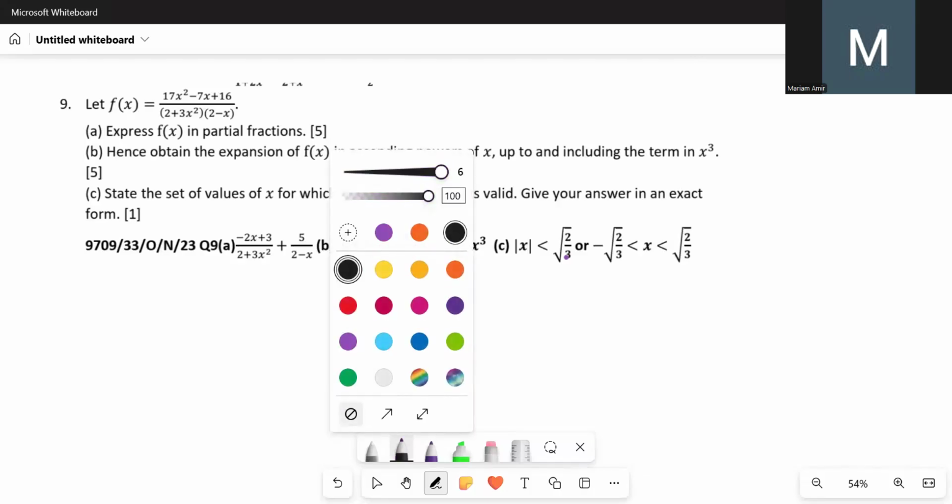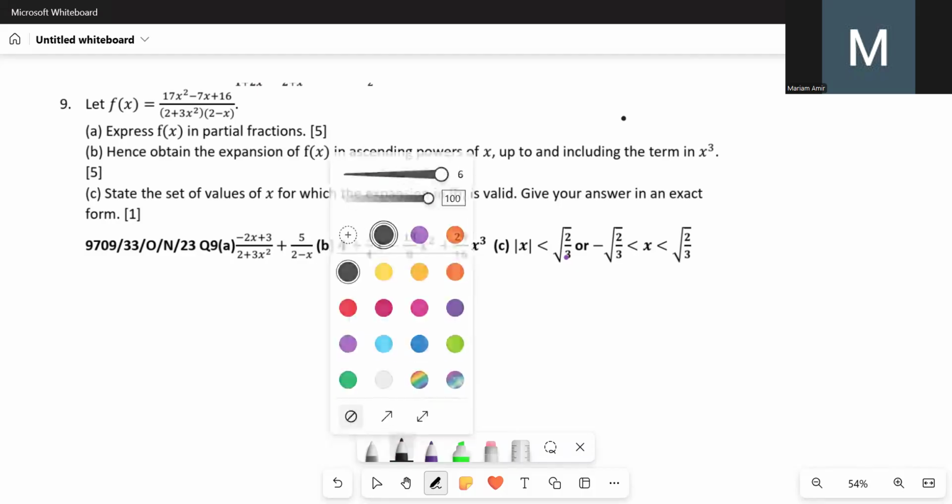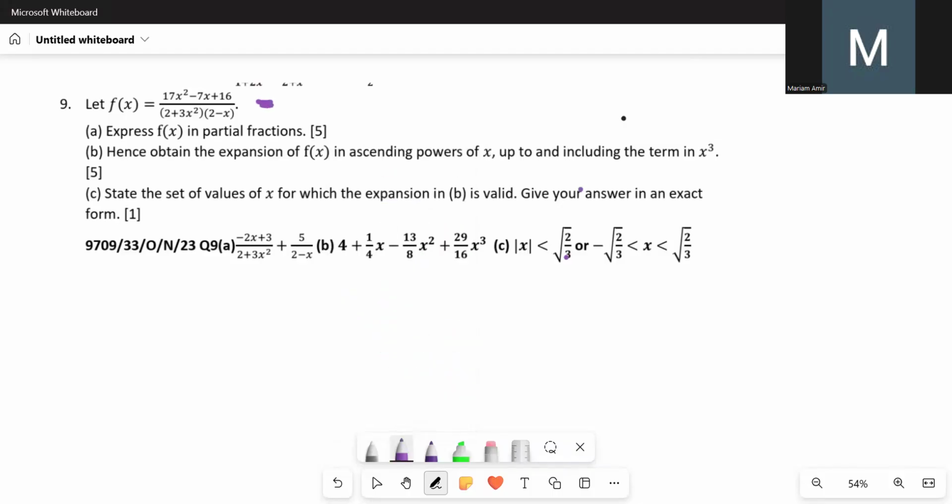We have to write this in partial fractions. So this is also the case where the denominator has a quadratic factor. We can write, using the linear factor first, A over 2 minus x plus (bx plus c) upon (2 plus 3x squared).